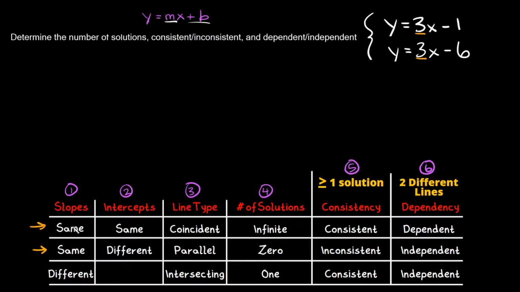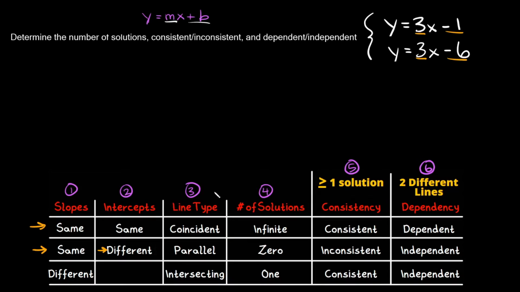Since we figured out that they have the same slope, now let's go to step number 2, figuring out the intercepts. Are the intercepts the same or different? Well, again, the intercepts are these numbers at the very end. This one is -1 and this one is -6. So these are obviously different intercepts, right? It looks like we're going to go down this middle row right here, okay?